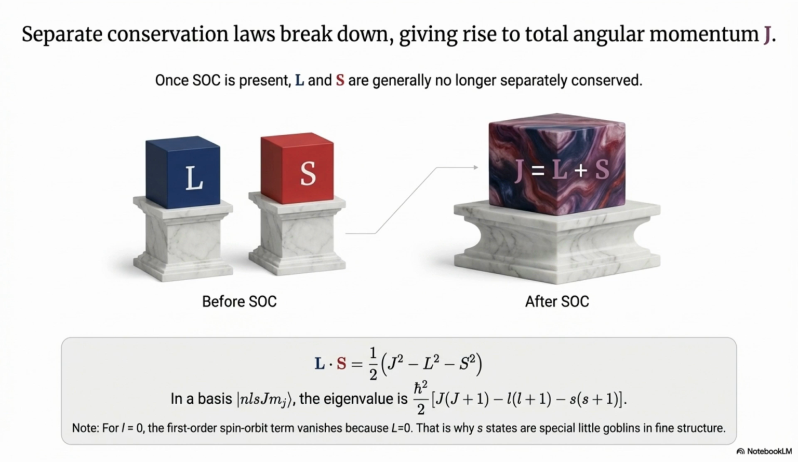The presence of SOC means that L and S are generally no longer separately conserved. The total angular momentum, J equals L plus S, becomes the conserved quantity. The eigenvalue of the L·S operator is explicitly defined in the total angular momentum basis.